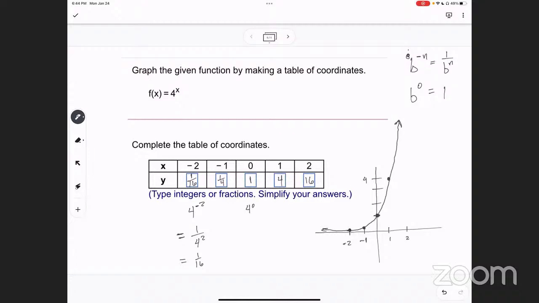It doesn't matter what it is, it's always going to go through 0, 1, right? And it's always going to approach your x-axis but never reach it. As long as this number right here is bigger than 1, that's what the general shape of that graph is going to look like. You have a horizontal asymptote at the x-axis, and it goes up exponentially to the right.